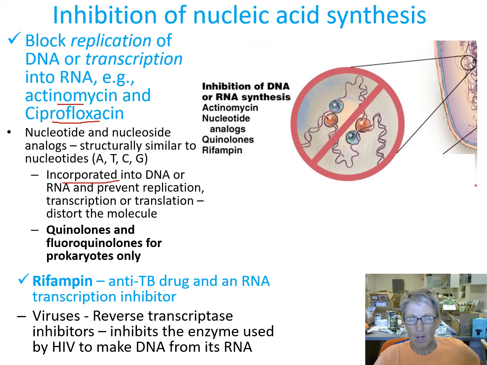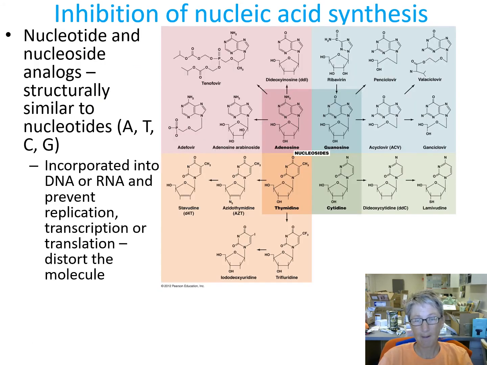These drugs are incorporated into DNA or RNA, and they prevent replication, transcription, or translation. There's a drug, rifampin. That's an anti-tuberculosis drug, and what it does is inhibit RNA transcription. So you can't transcribe DNA into RNA. If you can't get RNA, you can't make a protein. And if one of those proteins is an enzyme, then you can't make the enzyme, you can't do the work in the cell, and you die.